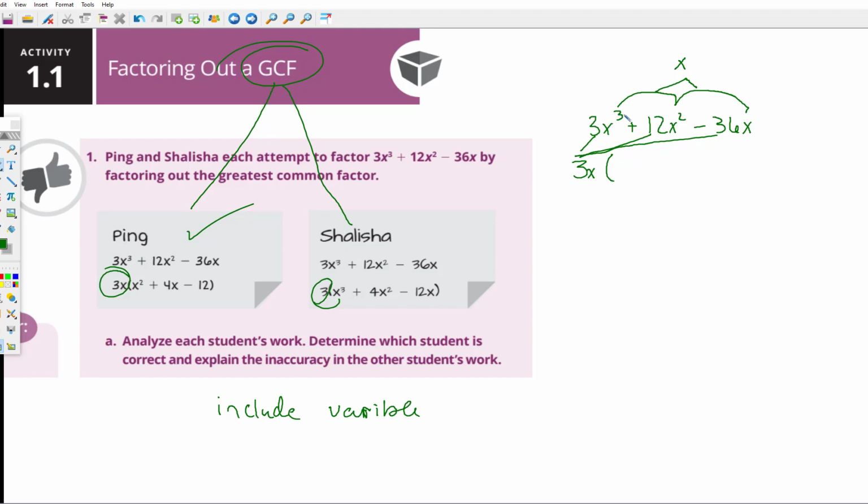So what is 3x cubed divided by 3x? Well, 3 divided by 3 is 1. X cubed divided by x is x squared. 12 divided by 3 is 4. X squared divided by x is x. Negative 36 divided by 3 is negative 12. X divided by x is 1. So that's how Ping came up with that factorization.